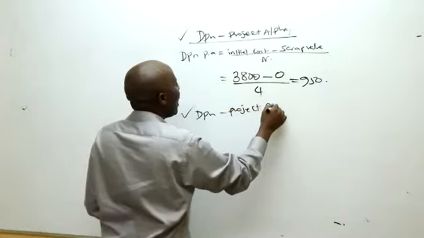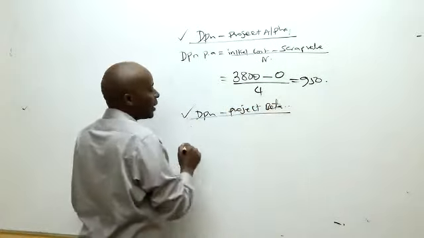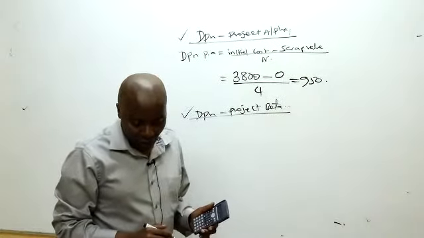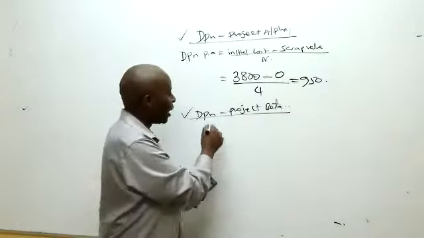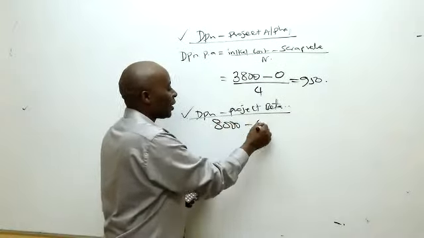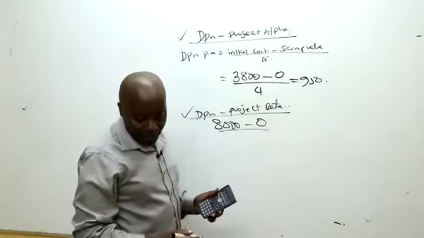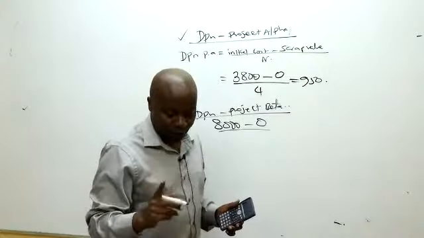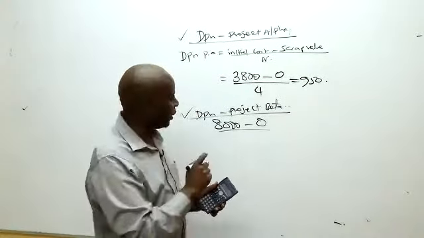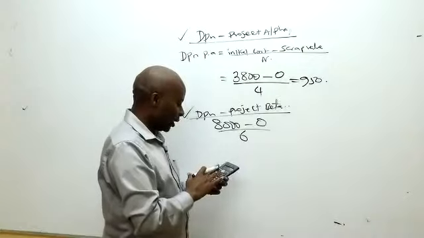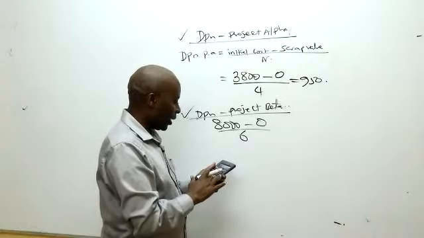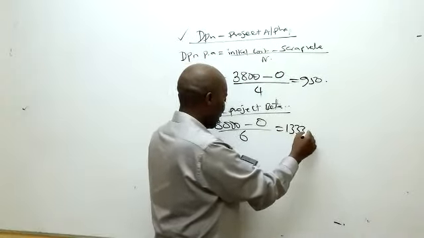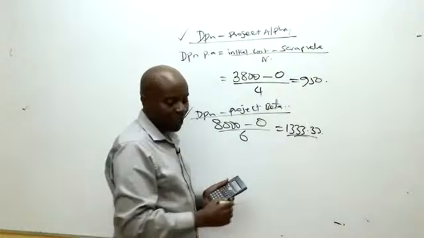From there, come and give us depreciation for project Beta. Ladies and gentlemen, the initial cost of project Beta is 8,000, minus scrap, which is 0, divided by the useful life of project Beta given in note number 2, which is 6. So we have 8,000 divided by 6, which at the end of the day gives us 1,333.33 if we are correct.